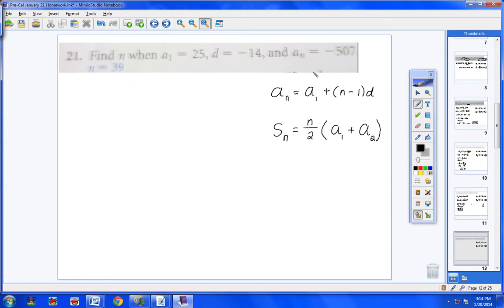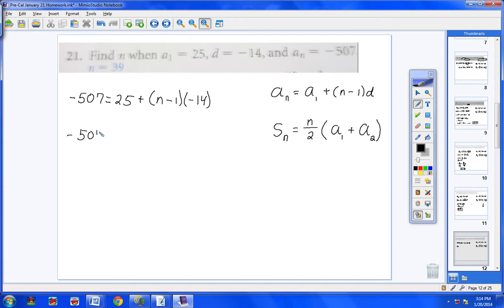It's like we've done before. They're giving you the first term, it's 25. They're giving you the common difference, it's negative 14. All they want you to do is find what term number negative 507 is. So for a subscript n, I'm going to put negative 507. For a subscript 1, I'm going to put 25. For n minus 1, I'll put n minus 1. And then for common difference, negative 14. Now let's solve this. Here we go.